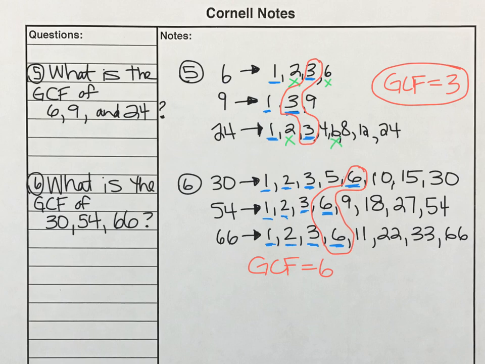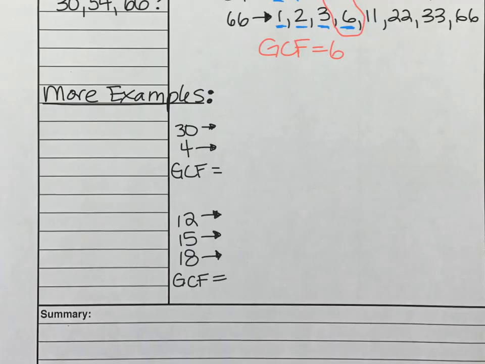Now I'm going to give you some problems to try on your own. Find the greatest common factor, and when you're done, check your answers one at a time before you move on to the next part. Try each of these next 2 examples. Find the GCF for the numbers 30 and 4, and then find the GCF of 12, 15, and 18. Do one problem at a time. When you're done with that question, check your answer before moving on to the next question. Pause the video while you're working so that you have ample time to answer each question.